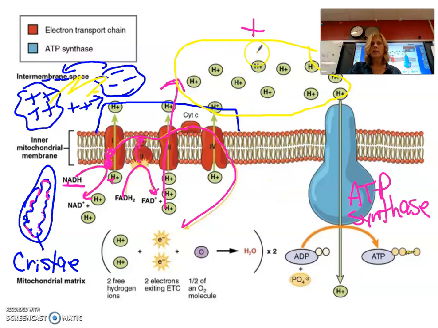This buildup, this concentration gradient of positive ions, then moves through this fancy enzyme called ATP synthase. And when it does this, it's like a little battery generator that takes this adenosine diphosphate with two phosphates on, and causes another phosphate to attach, and it becomes ATP, that energy molecule for the cell.